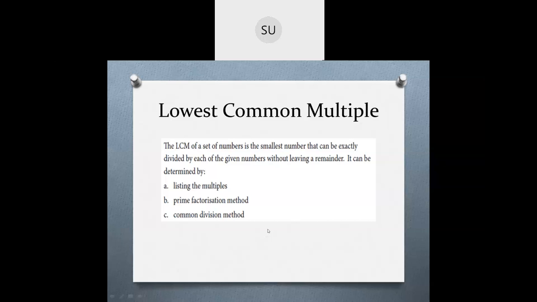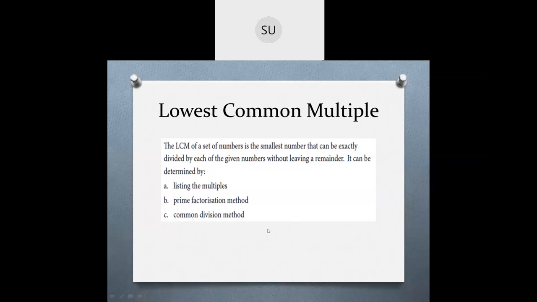So in the last class, we studied what is LCM or lowest common multiple. Correct? So what is LCM? LCM of a set of numbers is the smallest number that can be exactly divided by each of the given numbers without leaving a remainder. Or in simple words, when a set of numbers is given, there are a few multiples, and the multiple which is common among both the sets of multiples and which is the lowest or the smallest will be the lowest common multiple.